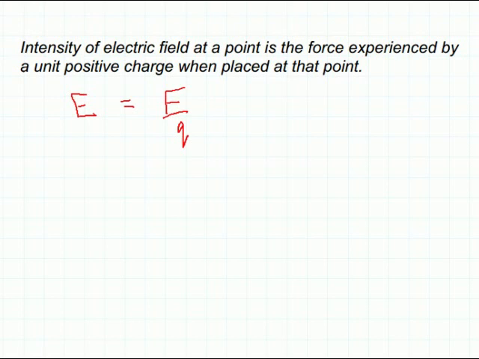The symbol of intensity of electric field is capital E. Therefore E is equal to F by Q from the definition of intensity of electric field. So intensity of electric field is the electrostatic force experienced between two charges per unit positive charge, and this intensity of electric field is a vector. Therefore vector E is equal to vector F by Q. So this is the end of this class.